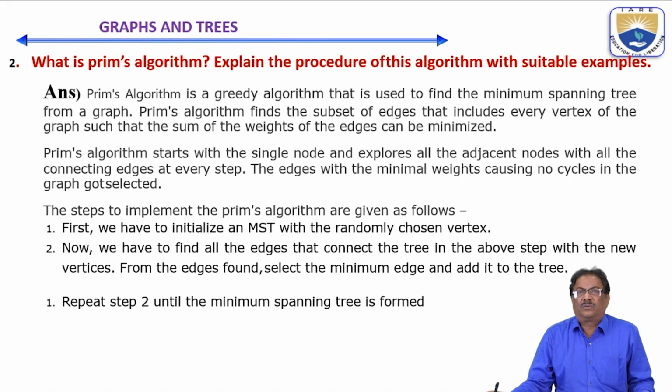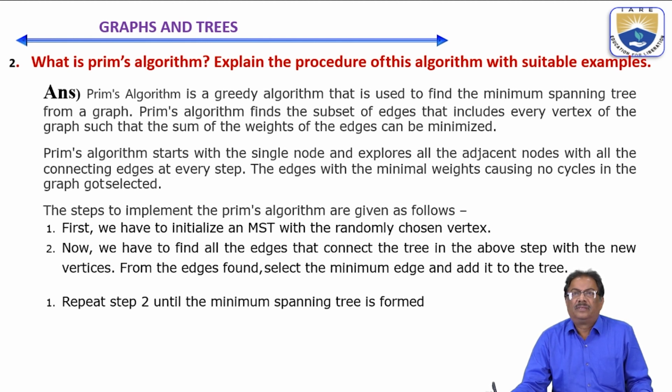See, first the question is, what is Prim's algorithm? Explain the procedure of this algorithm with a suitable example. Here, Prim's algorithm is a greedy algorithm that is used to find a minimum spanning tree from the graph. Prim's algorithm finds the subset of edges that includes every vertex of the graph such that the sum of the weights of the edges can be minimized.